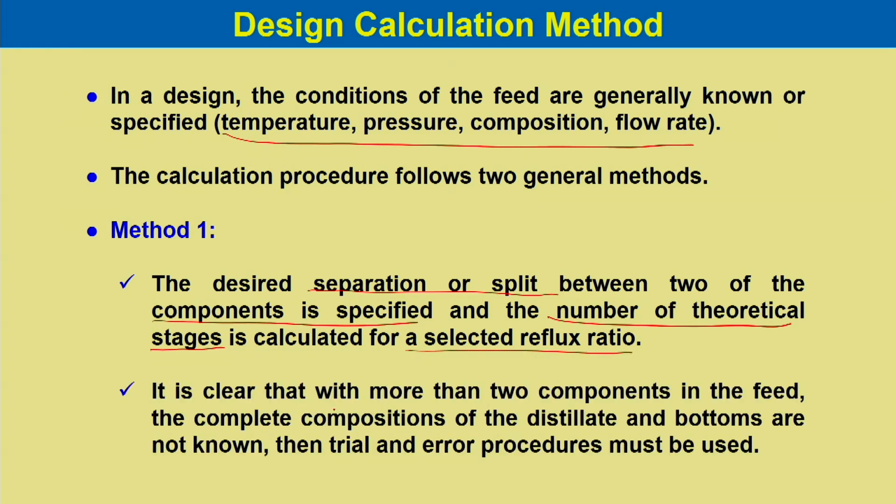It is clear that with more than two components in the feed, the complete composition of the distillate and the bottoms are not known, then a trial and error procedure must be used. This is very clear for more than two component systems. In the feed, the complete composition of the distillate and bottoms are not known. So, we should follow the trial and error procedure to calculate the compositions.